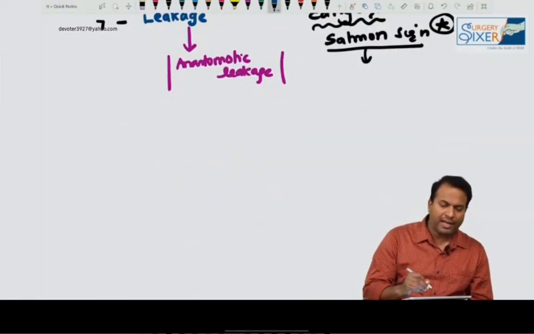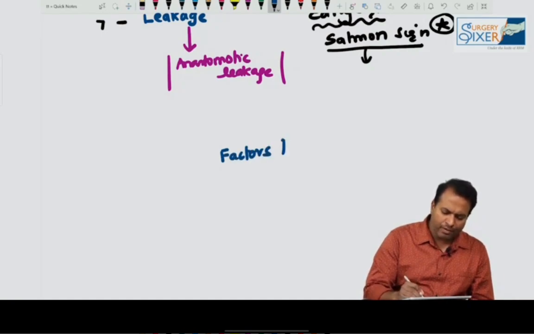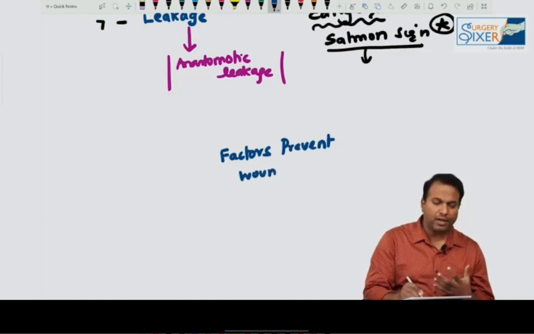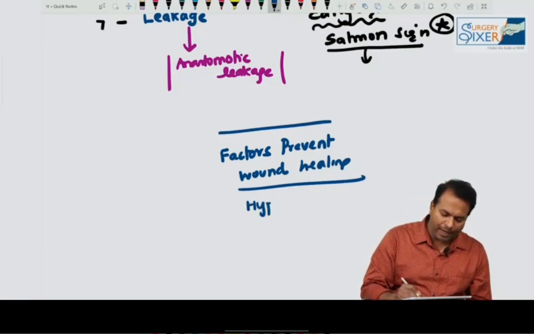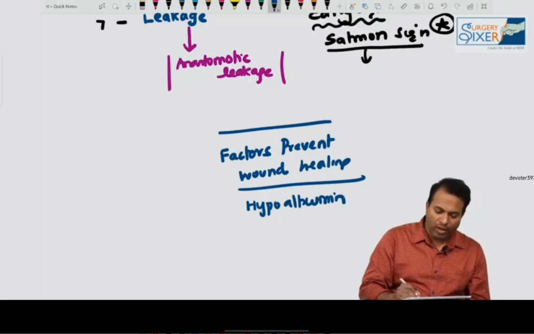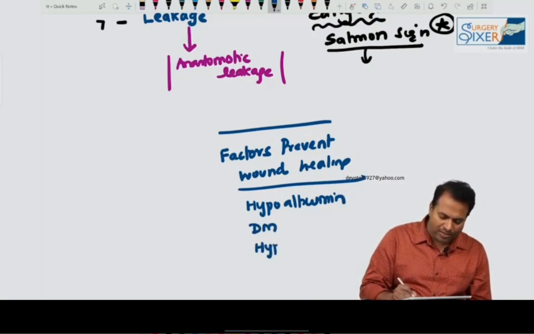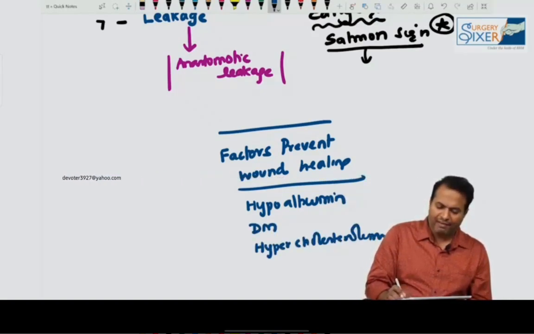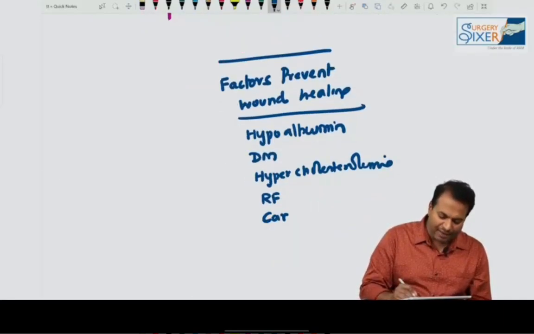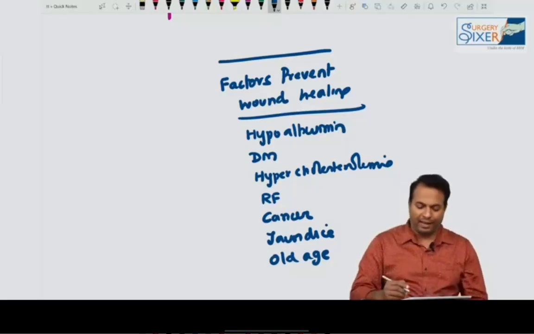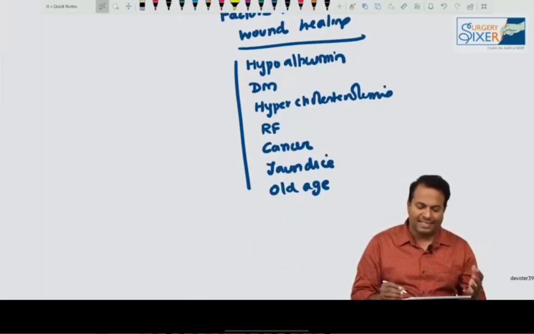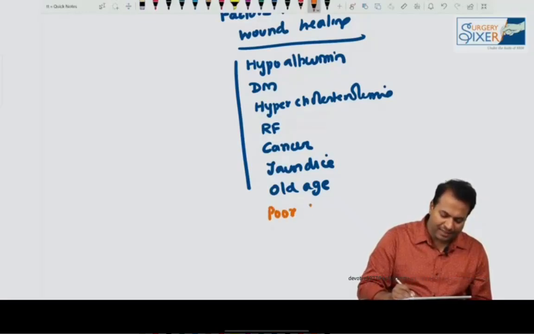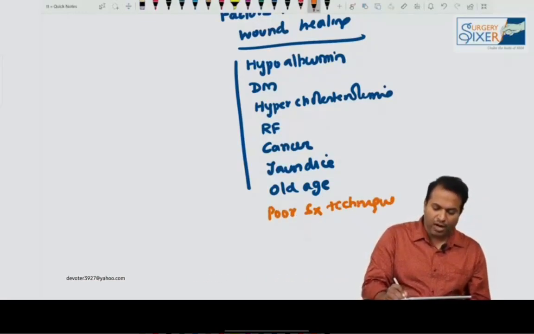So at this point, let me tell you what are the factors which prevent wound healing. A wound which is regularly healing well, why is it not healing well? There are many causes. The important causes are hypoalbuminemia, where the protein content is less in the body, diabetes mellitus, hypercholesterolemia, renal failure, cancer, jaundice, and old age. Poor surgical technique from the surgeon's side is also a cause of poor wound healing.